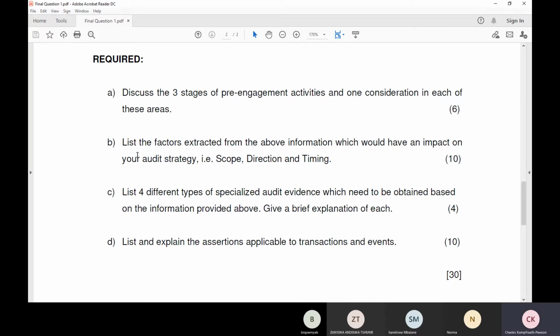Okay, let's start with B then. List the factors extracted from the above information which would have an impact on your audit strategy. In other words, the scope, direction, and timing.